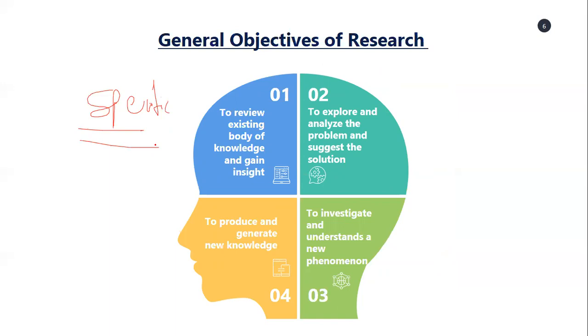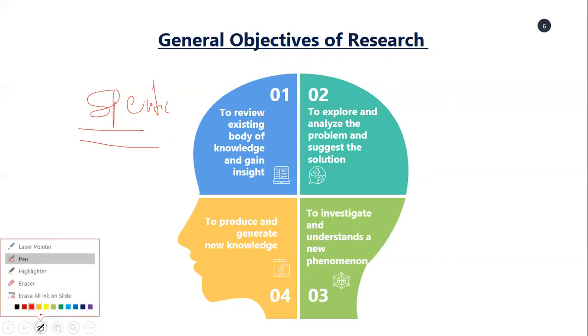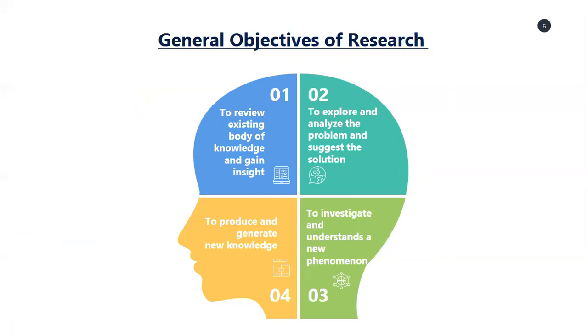But if you want to do your research very systematically, you don't want to complicate it, you want to have an understanding of things in a very well defined manner, you basically go for a specific research. The general objective gives you an overview, whereas specific objectives help you to study in detail the research problem. So first, let us understand what the general objectives are.